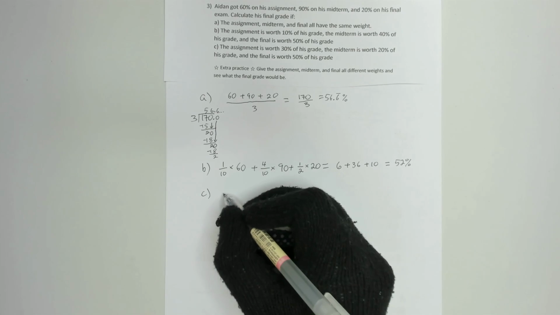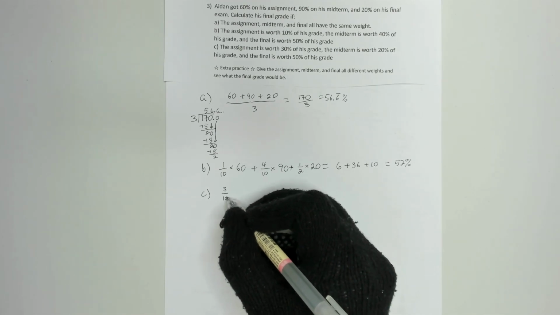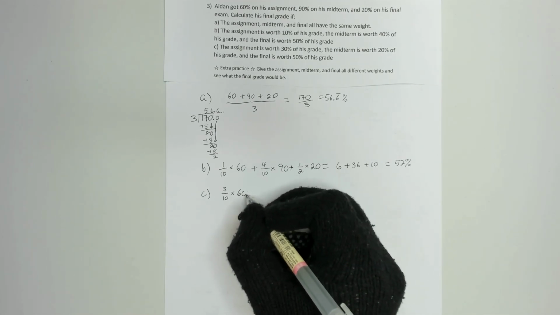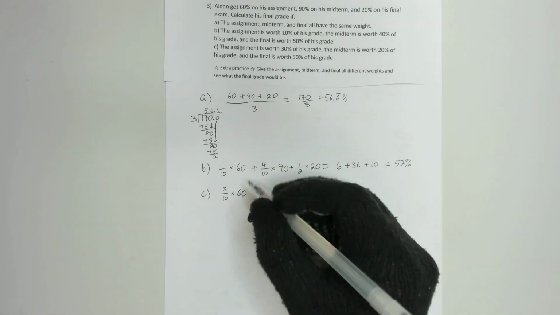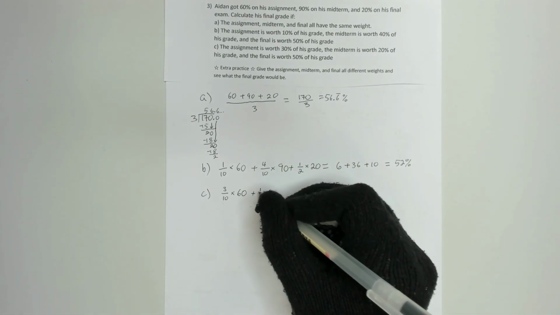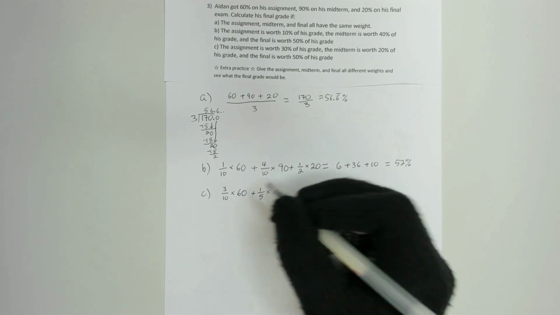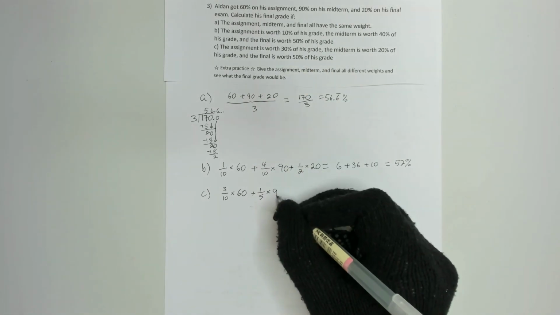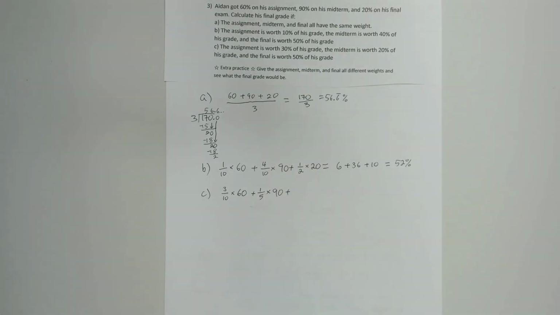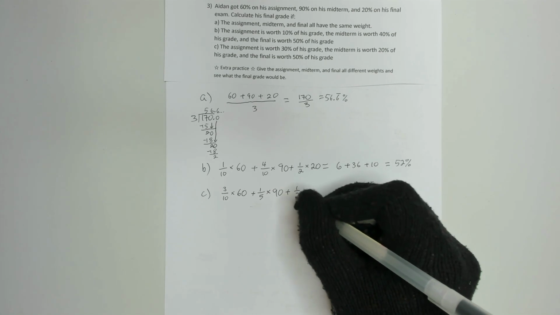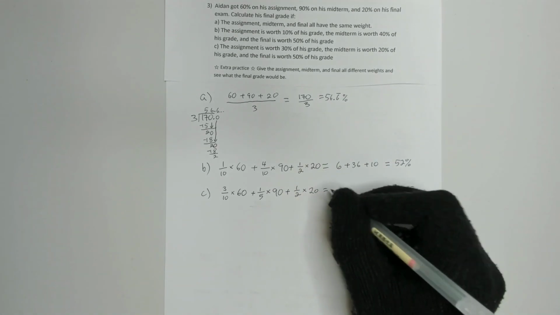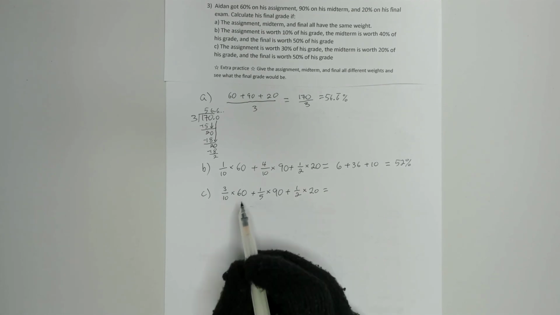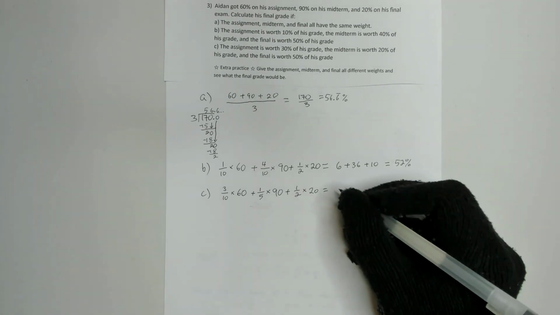So the 30%, that's the same thing as 3 out of 10. And that's being applied to the 60% that he got. And then for the midterm, that's worth 20%, so that's the same thing as 2 out of 10, which is the same as a fifth, and that's being applied to the 90%. And then the final grade, 50%, that's the same thing as a half, which is being applied to the 20% that he got.